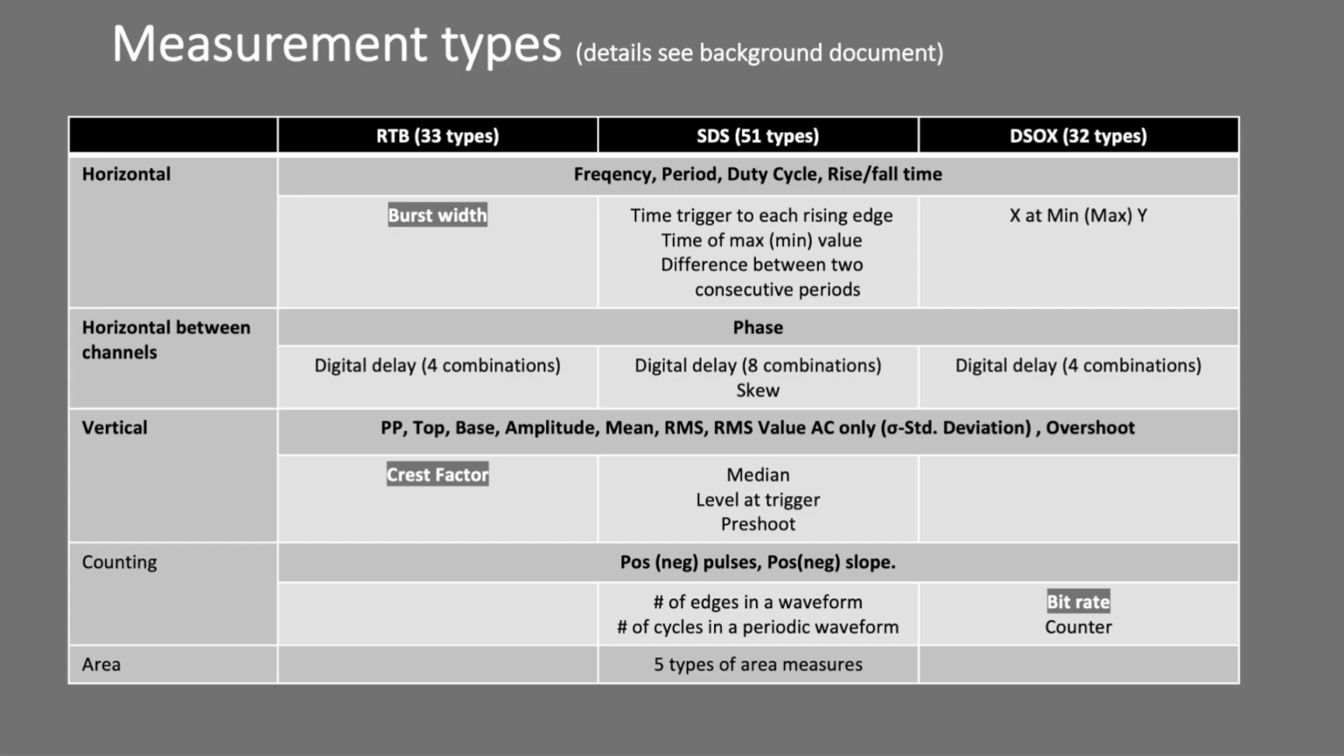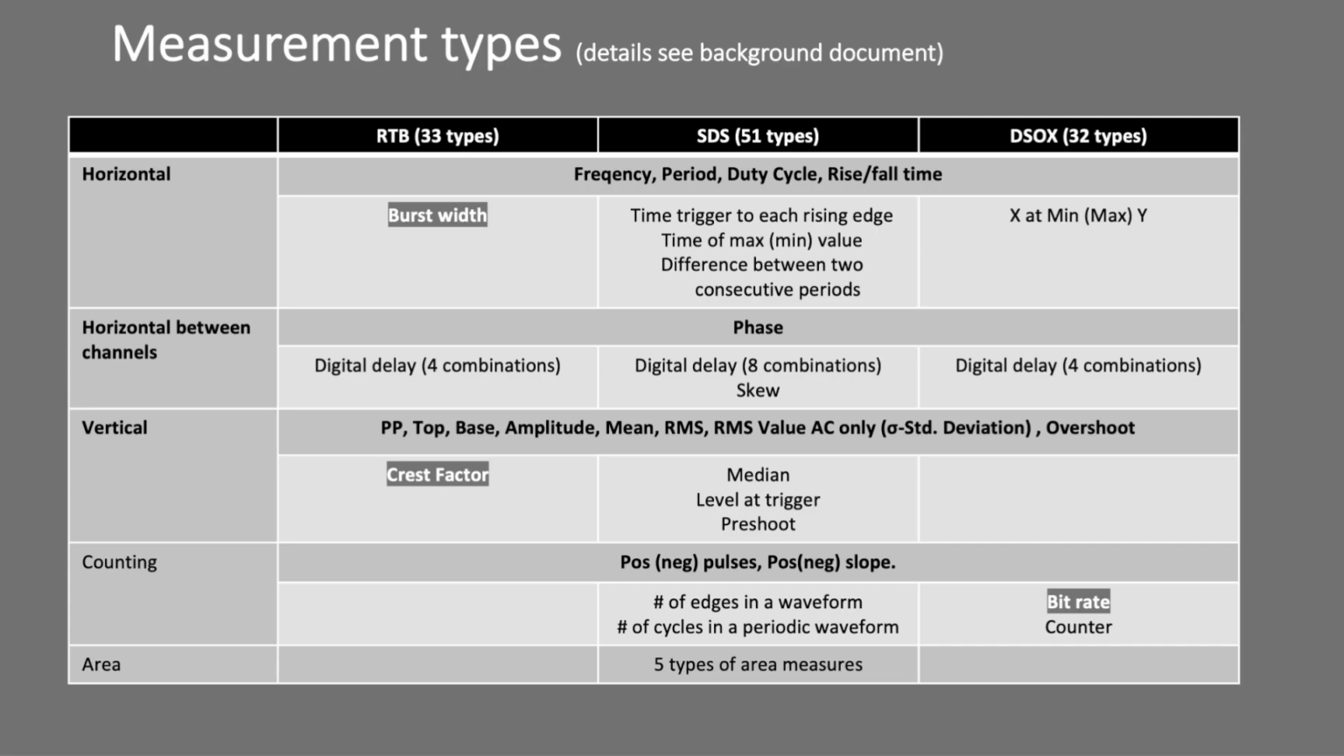In terms of horizontal measurements, they all do standard stuff like frequency, period, duty cycle, rise time, fall time. And on the horizontal scale there are a couple of specific measurements only supported by one or two of the devices. They're shown here, and I particularly like the burst width that the RTB offers.